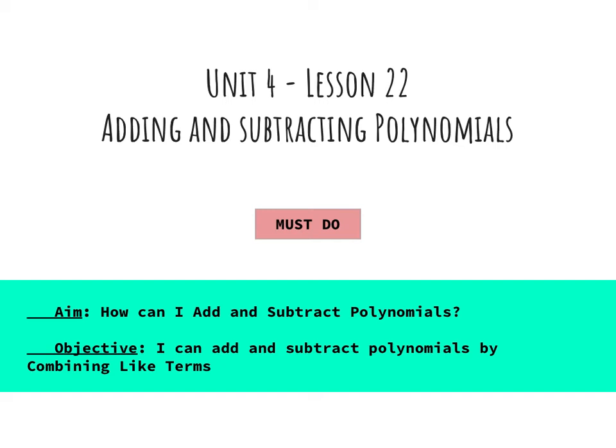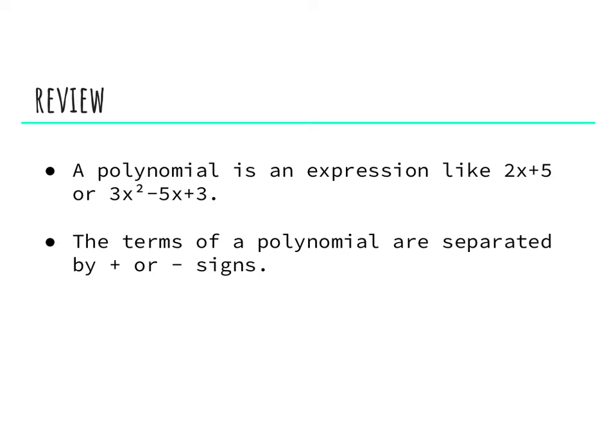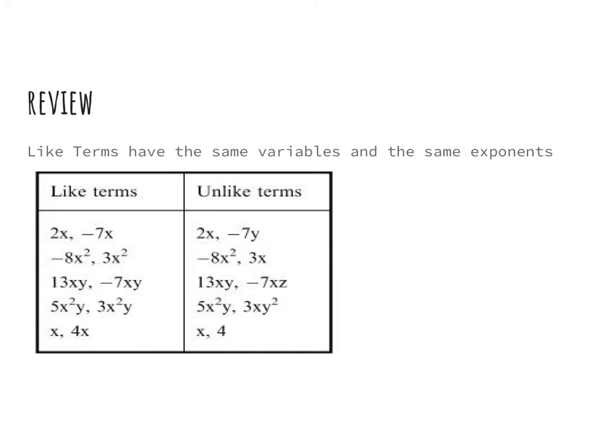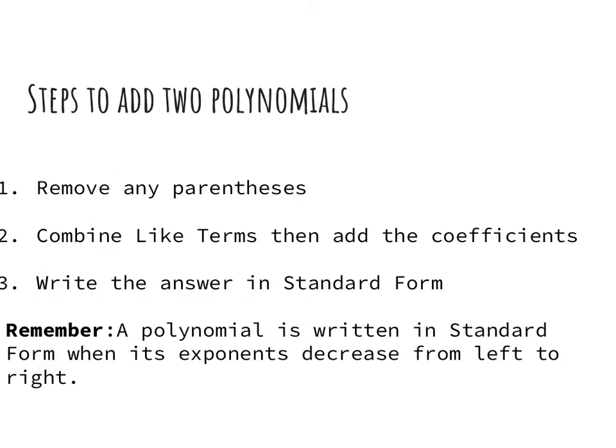This is Unit 4, Lesson 22, and this lesson is about adding and subtracting polynomials, and it's a must-do lesson. Reviewing some things about polynomials, the terms of a polynomial are separated by plus or minus signs. The coefficient is the number in front of the variable, and the exponent is the number that the variable is raised to. Like terms have the same variables and the same exponents. The steps to add polynomials are: remove any parentheses, combine like terms, then add the coefficients, and make sure that your answer is in standard form.